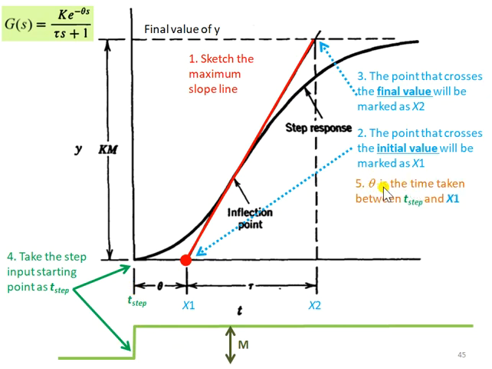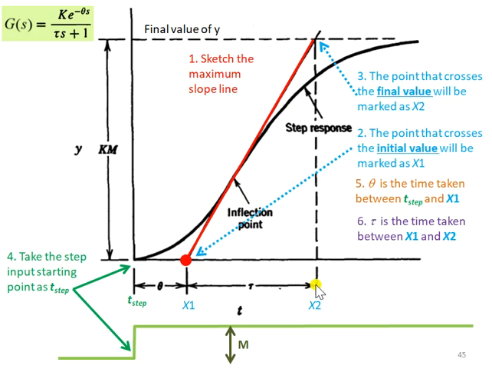Then theta is the time taken between t step and x1. So if we look here, the time between t step and x1 is estimated as theta. And finally, the tau is the time taken between x1 and x2. So this is x1 and this is x2. So tau is taken between x1 and x2.